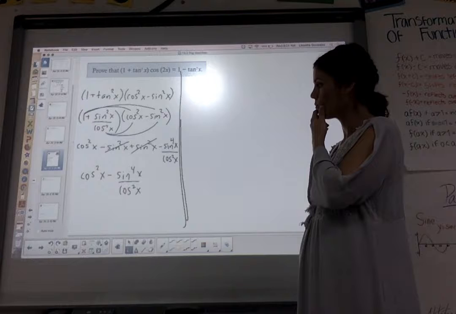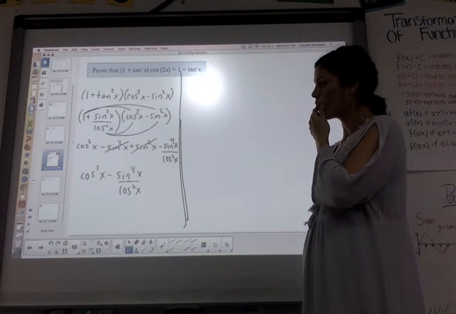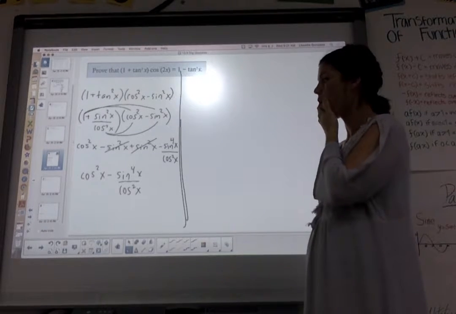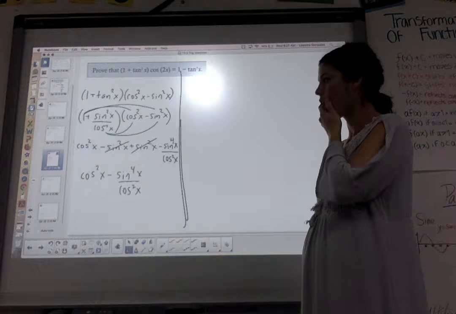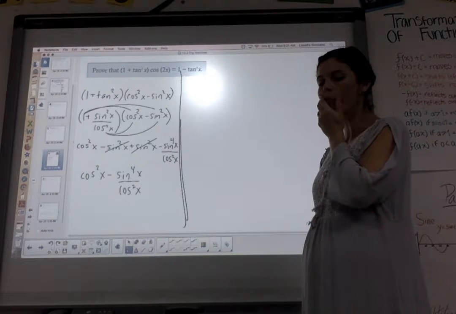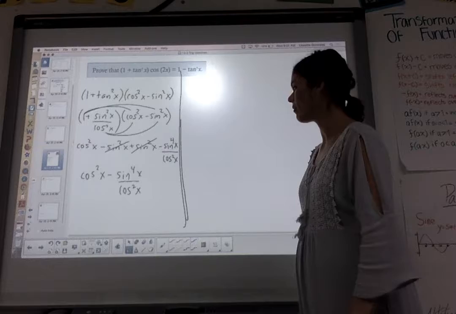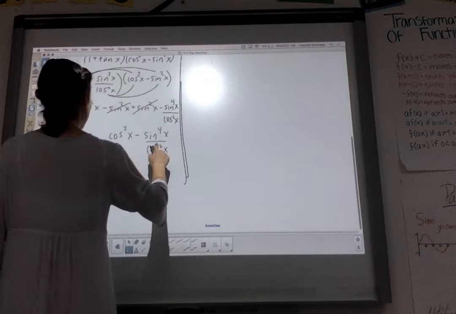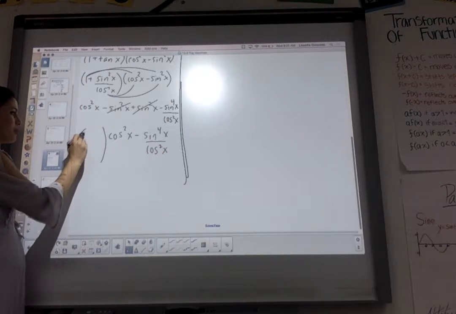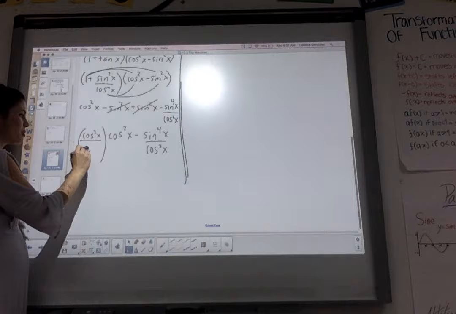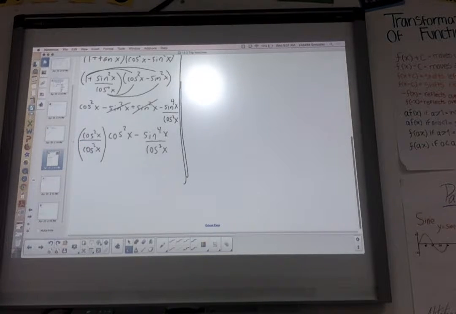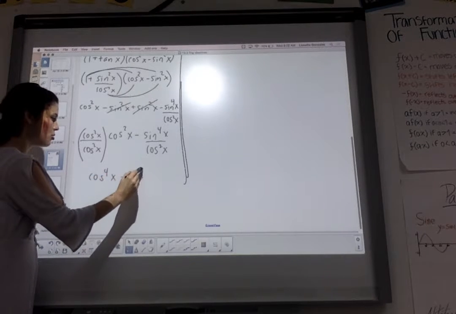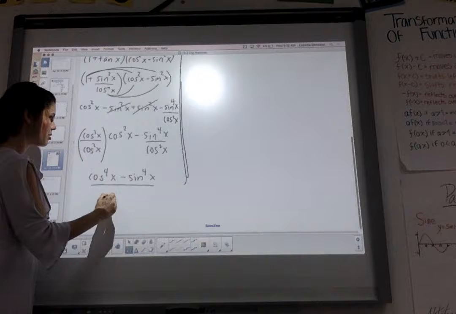We need a common denominator, right? Let's do common denominator. Yeah, multiply top and bottom by cosine squared. It's going to be cosine to the 4th minus sine to the 4th. Oh, okay, this might work.